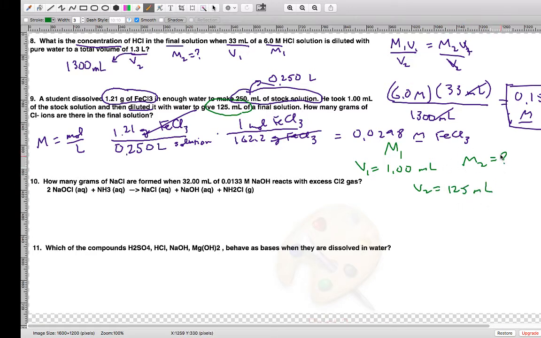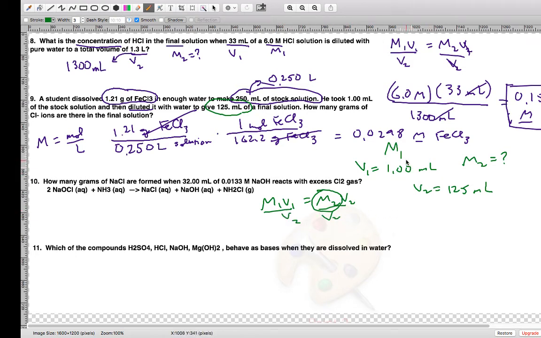Why am I going to look for M2? It's because when I look for M2, I will find the molarity, and from the molarity I can get moles, and from the moles I can get grams of Cl minus. This is going to be a little bit involved here, so hang on. I want M2, so the formula is M1V1 equals M2V2. I want M2. This is just like in the previous problem. I divide both sides by V2.